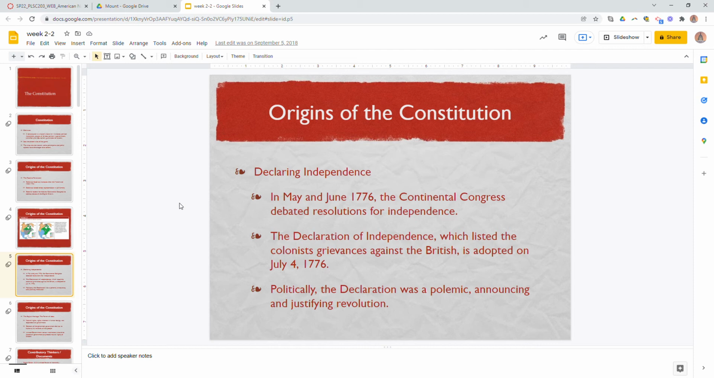You're talking about fighting a long, involved war with the most powerful nation in the world, whose economic livelihood was all tied to the British.